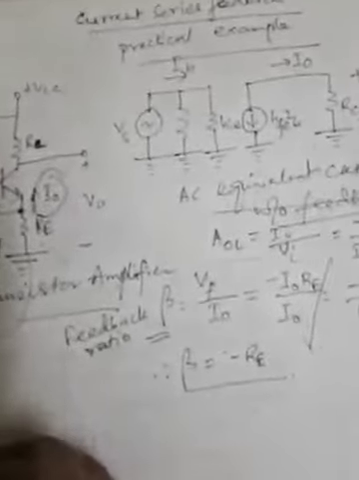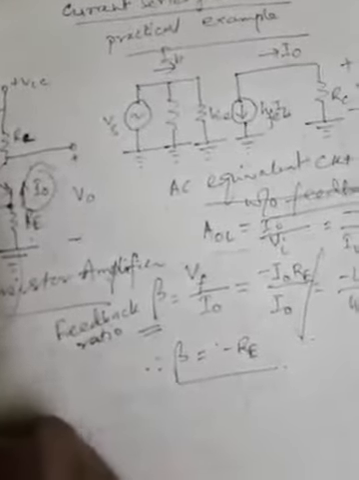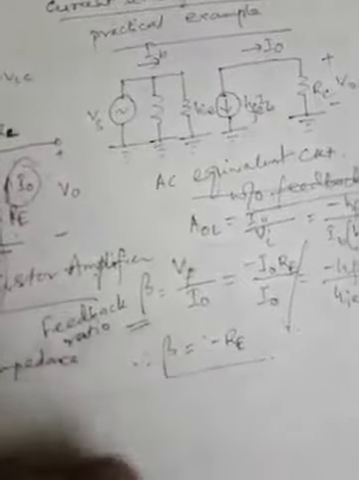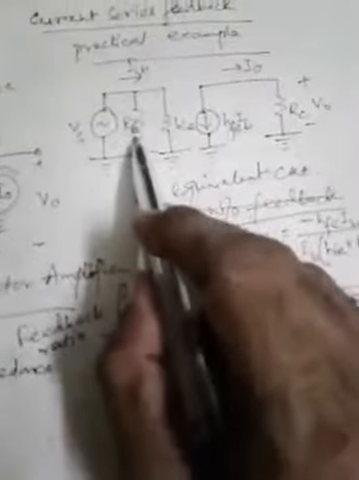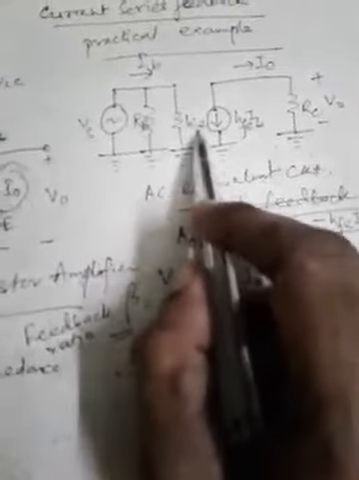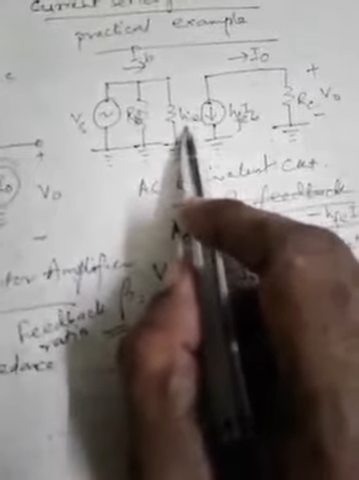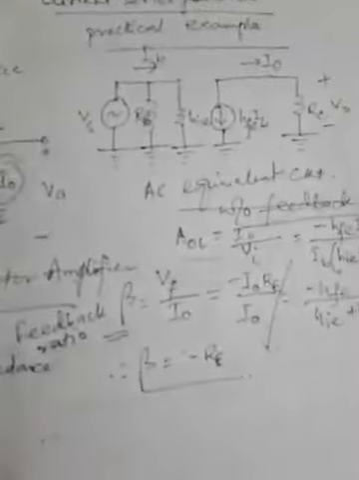This is beta and this is AOL, the values of the two gains without feedback. Now if we want to find the input impedance ZI without feedback, then we may write, we should be considering the AC equivalent circuit, where this is actually RB. I have missed it. This is RB. So RB parallel with HIE, and there should be RE also at the input side.